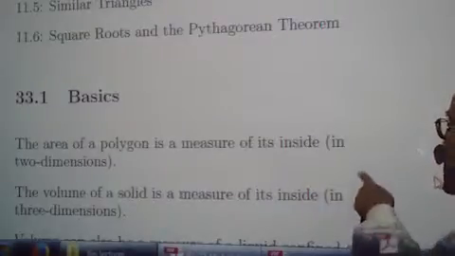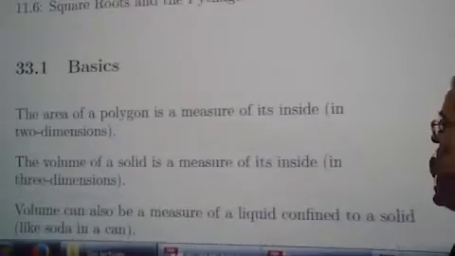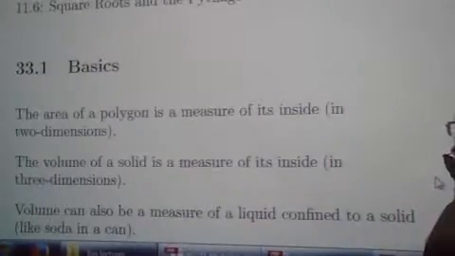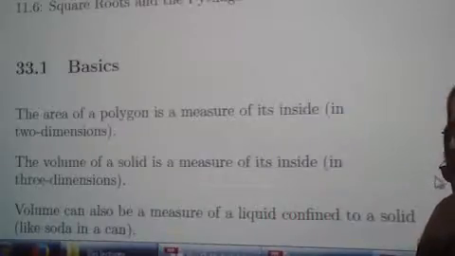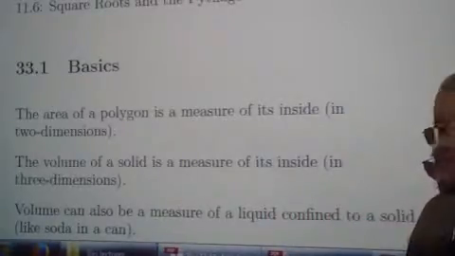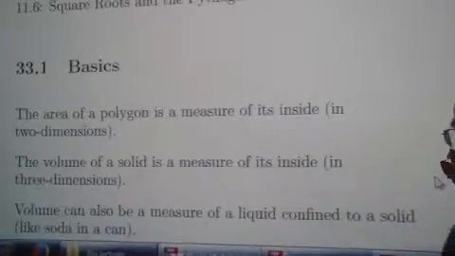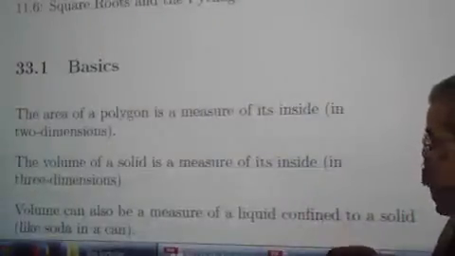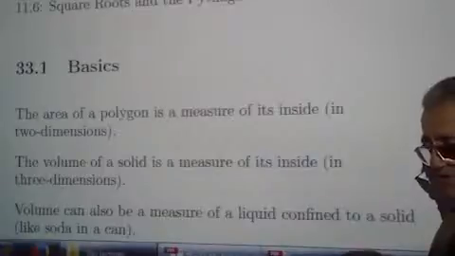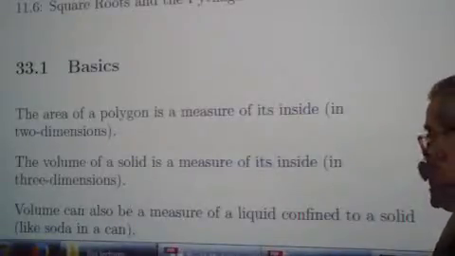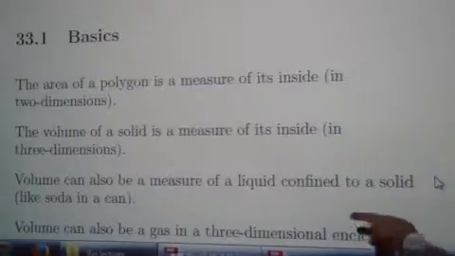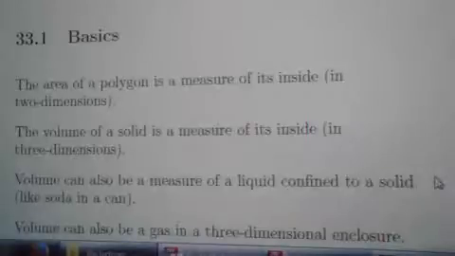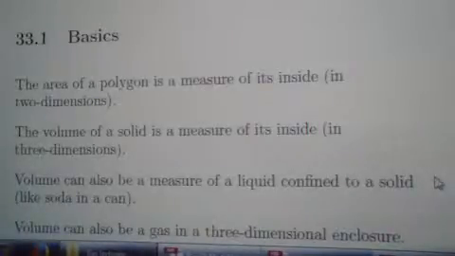Basics. The area of a polygon is a measure of the inside in 2 dimensions. The volume of a solid is a measure of the inside in 3 dimensions. Like what is the quantity of air in this particular room? How many boxes, 1 by 1 by 1 foot, could you stack in this room if you know the measurements of the base, the length, the width, and the height? Okay. Volume can also be a measure of a liquid confined to a solid, like a soda can. How much soda do you have? How many ounces? So that's volume.